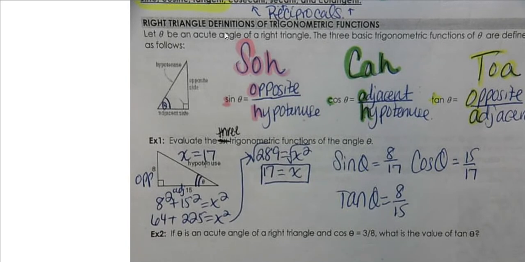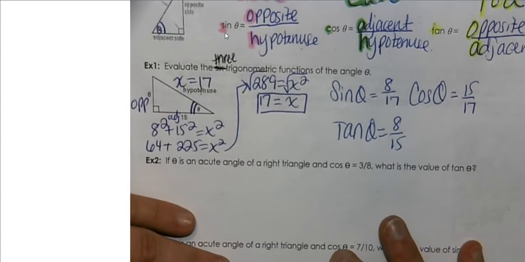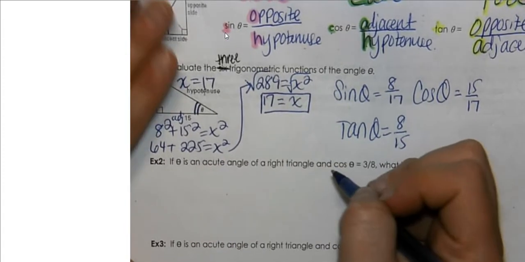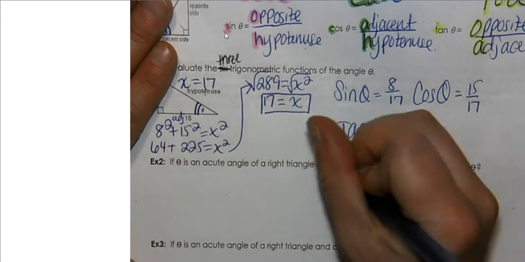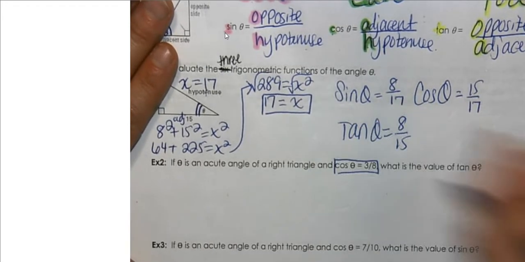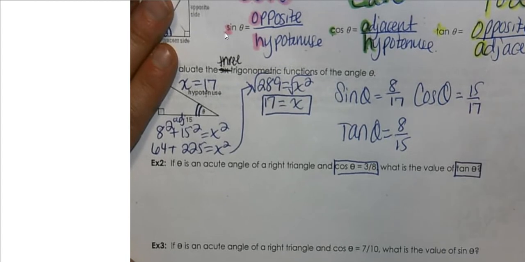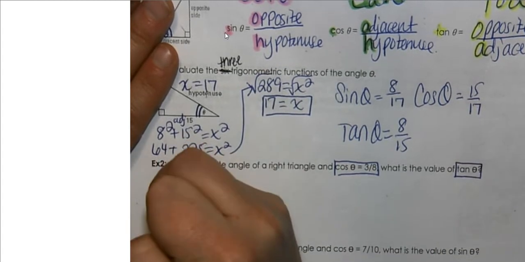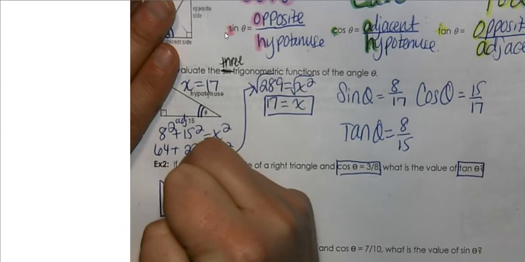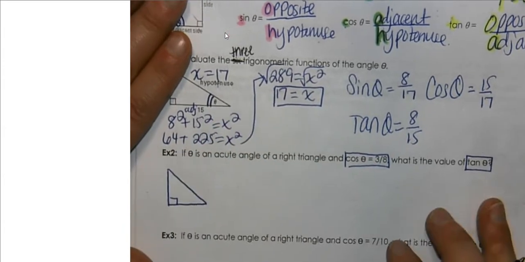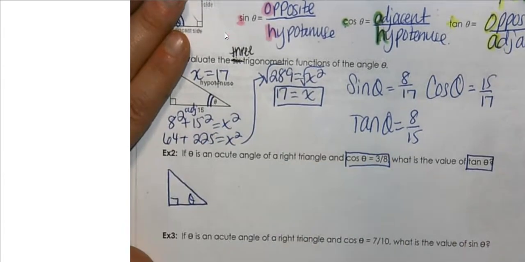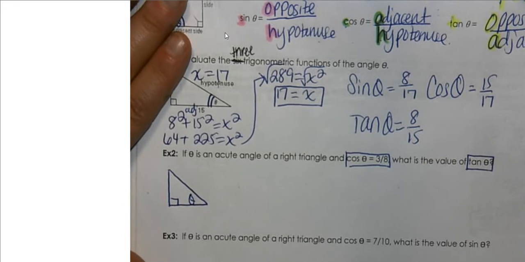So now we're going to take this idea to the next level. Let's say that theta is an acute angle of a right triangle, and I'm giving you that the cosine of theta is 3 over 8. Now I'm asking you for the tangent of theta. So I think that it's really helpful to draw a quick picture of what's going on. So I'm going to draw a right triangle with theta being one of the acute angles.